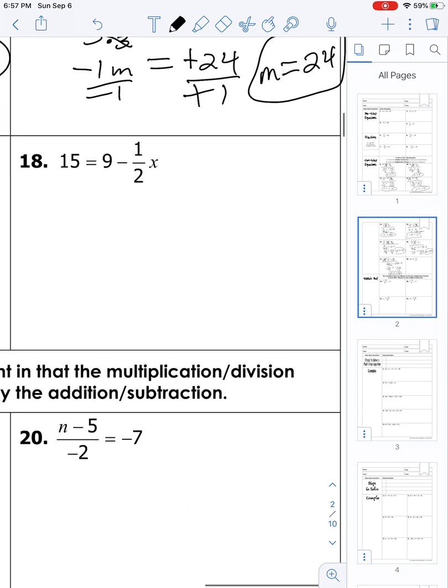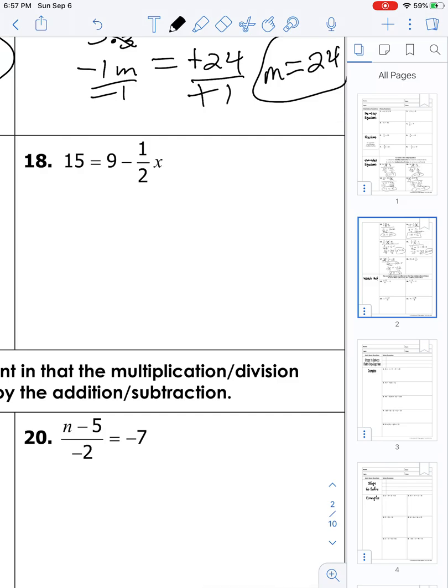Number 18. All right? So again, what we're looking at is we find that this is the side that we're going to be solving for because it has the x. Now, what number is kind of by itself? This 9 is by itself on this side. So that's the easiest one to get rid of.